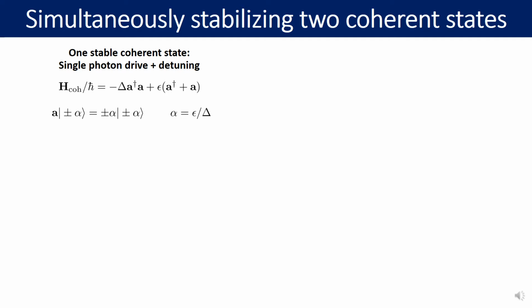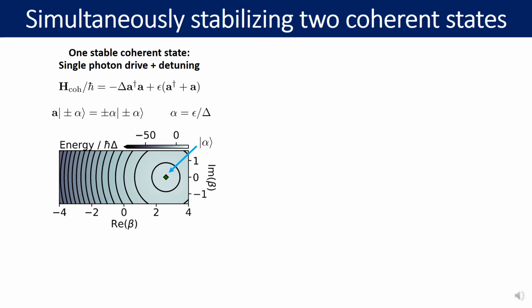And this is what I'm showing you here, where you have alpha, the coherent state amplitude, which depends on the ratio between the drive strength epsilon and the detuning delta. We can plot the classical energy landscape corresponding to this Hamiltonian in phase space, where you have here the real and imaginary phase space coordinates, which might as well also be the quadratures if you prefer that. And you see that this Hamiltonian has a single extremum corresponding to the position of this coherent state alpha.